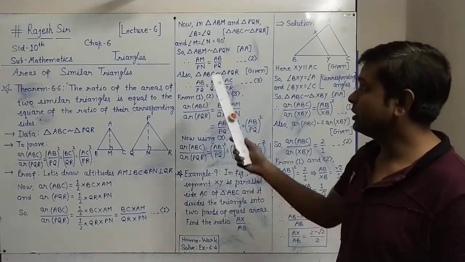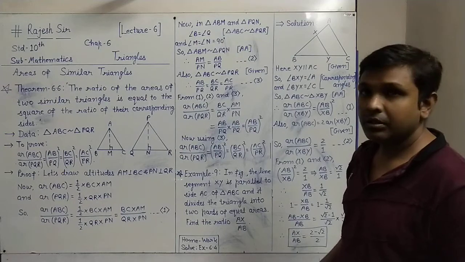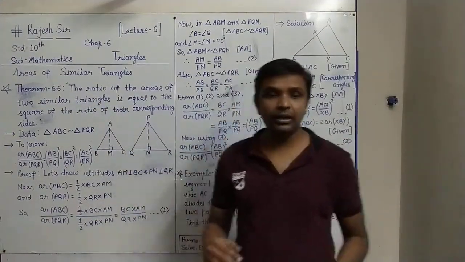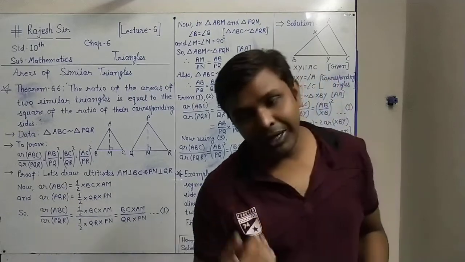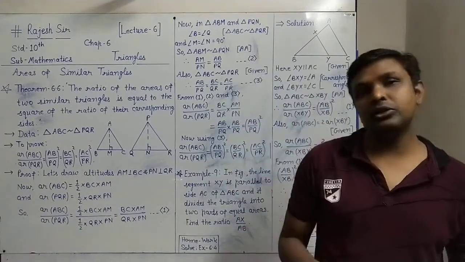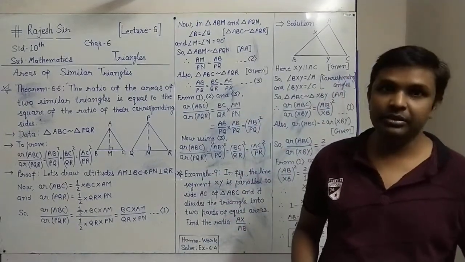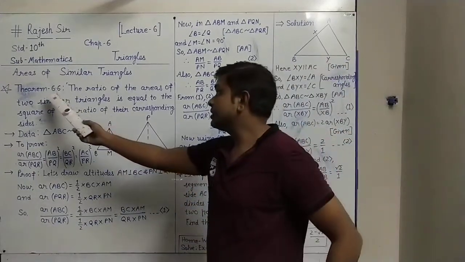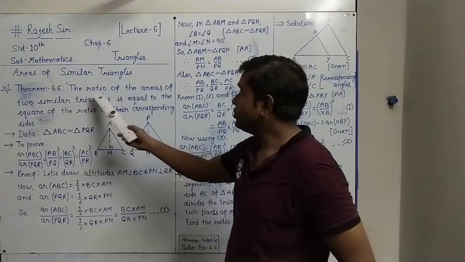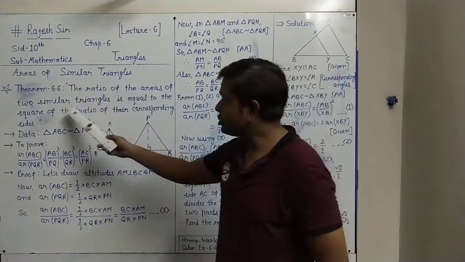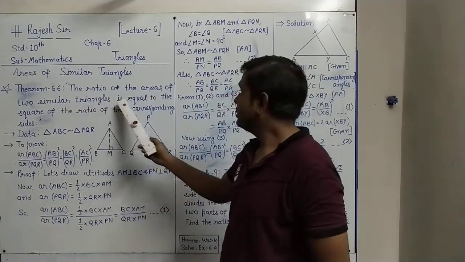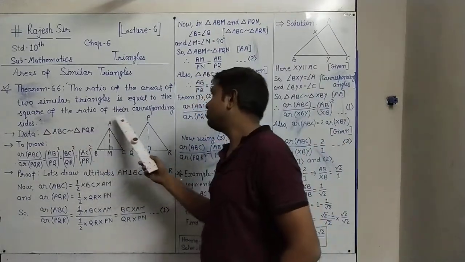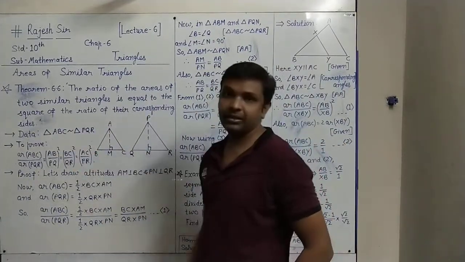This is lecture number 6. In this lecture we will see the areas of similar triangles. In similar triangles we will find how we can relate the areas of the two given similar triangles. To give this relation, we have Theorem 6.6: the ratio of the areas of two similar triangles is equal to the square of the ratio of their corresponding sides.